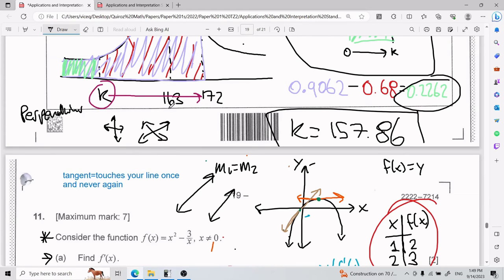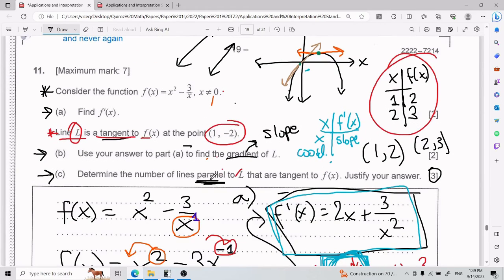And perpendicular slopes work in the following way: the first slope times the second slope is going to be negative 1. What does this imply? It implies that one is the reciprocal of the other. It's the flip times negative 1. You might know it that way. Now, I'm not going to get into perpendicular slopes because that's not the issue here, but just so you have the math language: you have parallel lines and perpendicular lines. That's the gist of it. So parallel lines have the same slope. So determine the number of lines that have the same slope as L that are tangent to f of x, and justify our answer.